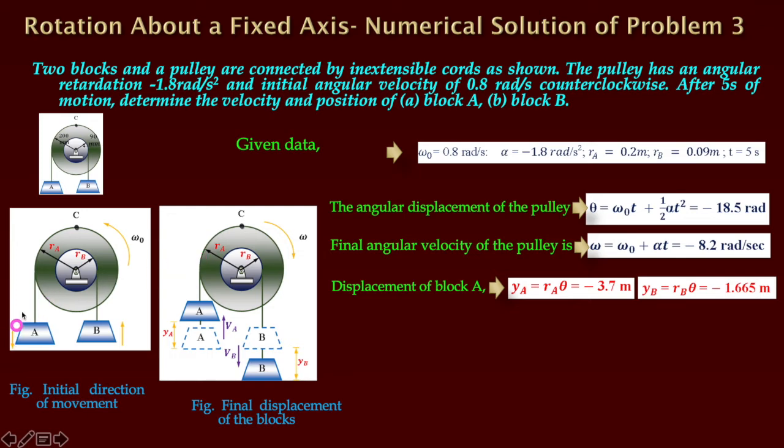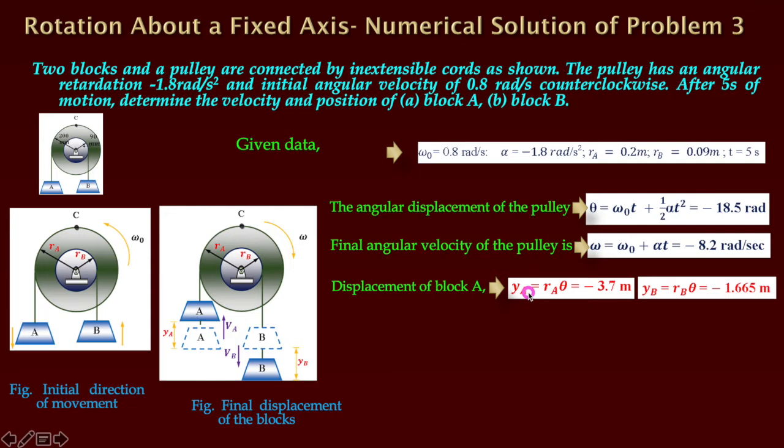Initially, as we are seeing, omega 0 is in the counterclockwise direction, so initially the displacement of block A was downward, and the displacement of block B is upward, because the system of pulleys is rotating counterclockwise. Block A is connected to this bigger pulley, block B is with this pulley. So the initial direction of this is downward.